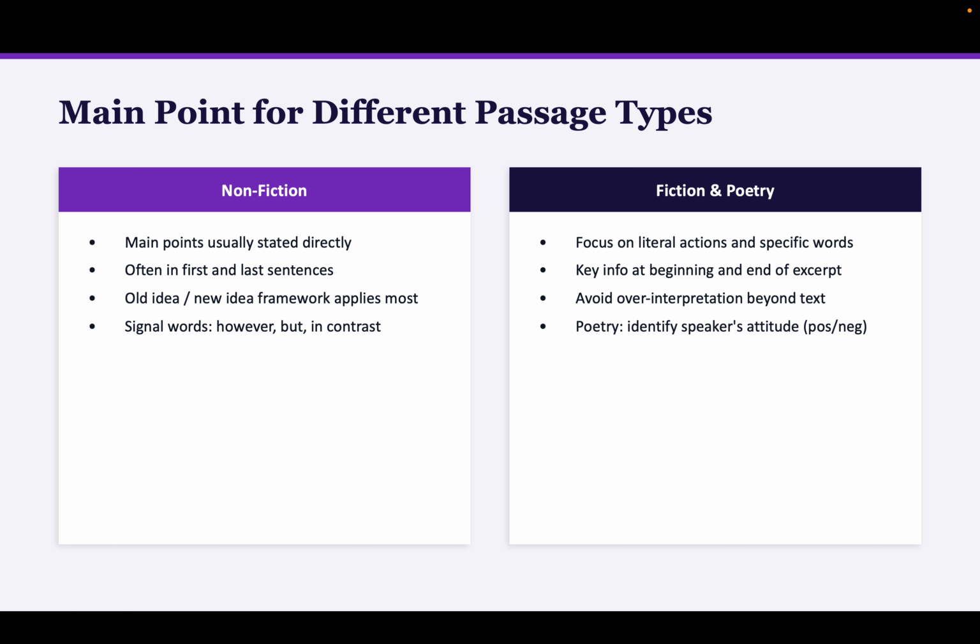Now, there are different kinds of passages that we see in these questions. One is a nonfiction kind, and the other is fiction or poetry. If you have a nonfiction passage, then the main point is usually stated more directly. Usually, it might be in the first sentence. We talked about this in our central ideas class as well. That main point is usually stated somewhere in the very beginning, or maybe the final sentence in some cases, or there might be a transition word in the middle that marks the beginning of that main idea.